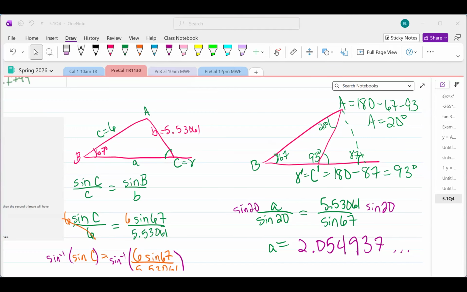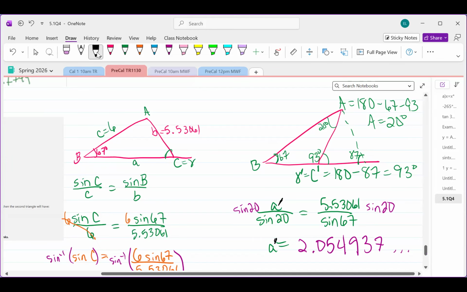All right. So our gamma prime was 93. Alpha prime was the tiny 20. And then A prime, 2.054937. There we go. And it took those answers. So let me just real quick label those primes. So this is technically A prime.